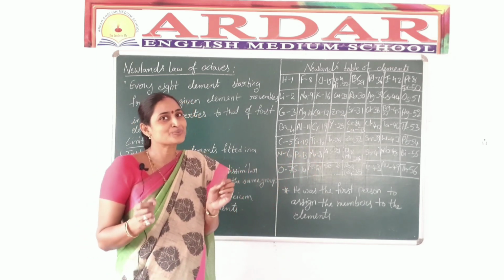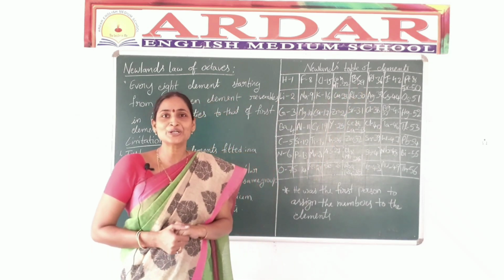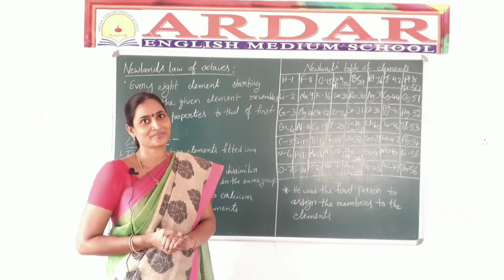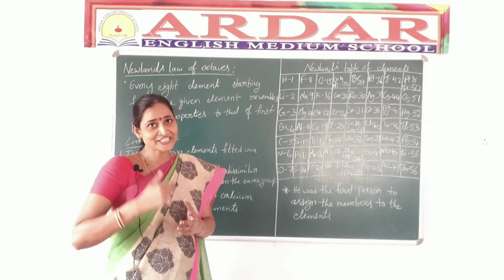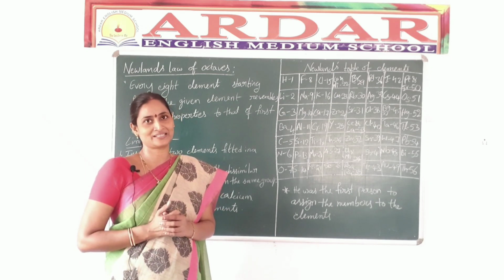He arranged groups according to Newlands. These horizontal rows are called groups. He arranged them in 7 groups. When we start from the first element, every 8th element has similar chemical properties.